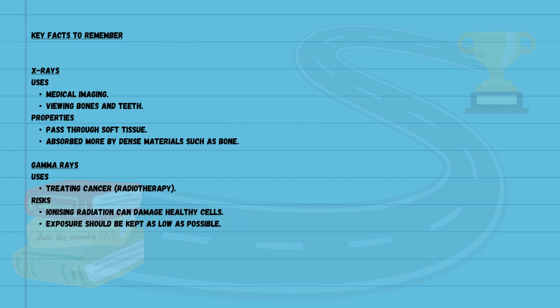Key facts to remember. X-rays are used in medical imaging and viewing bones and teeth. Their properties are that they can pass through soft tissue and are absorbed more by dense materials such as bone. Gamma rays are used for treating cancer, radiotherapy, and the risks of gamma rays include that ionizing radiation can damage healthy cells, and exposure should be kept as low as possible.